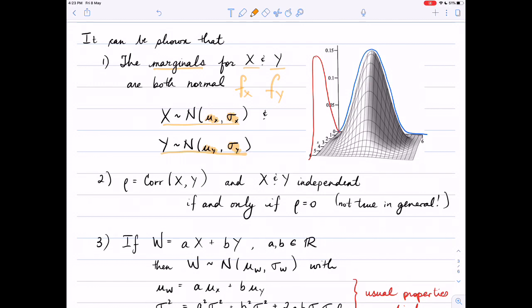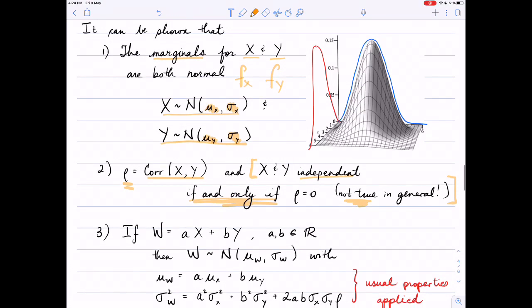So that's really quite nice. That's really quite nice that the marginals both are normal with the appropriate parameters. Rho does turn out to be the correlation of those two variables, right? If you were to do the integral to find it out, you would find that rho is the correlation. And there's an extra result here, which is, we need to be careful, not true in general. It has something special here for the bivariate normal. X and Y are independent if and only if rho is 0.